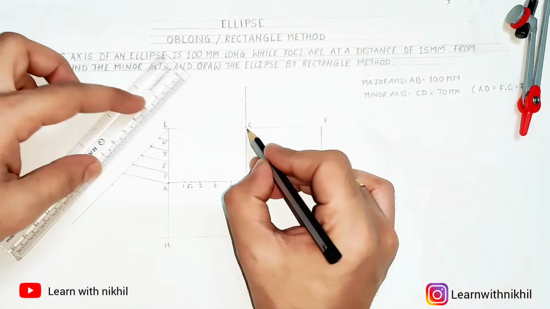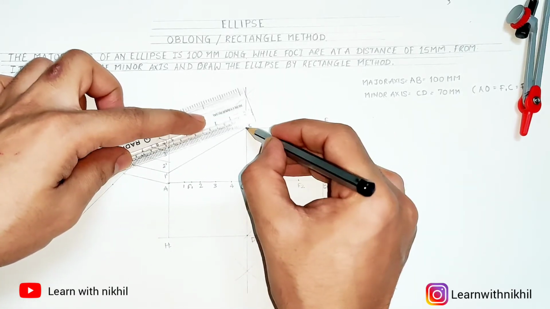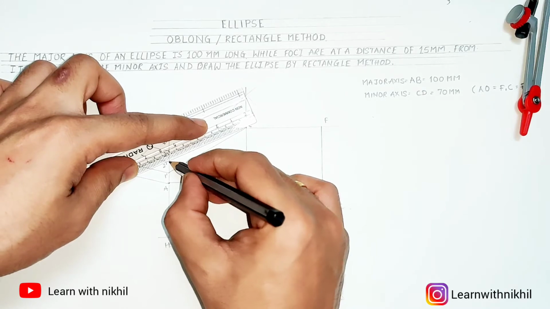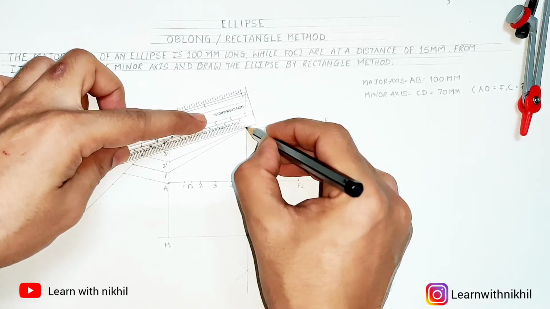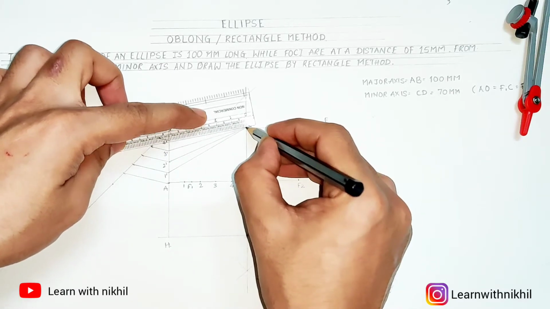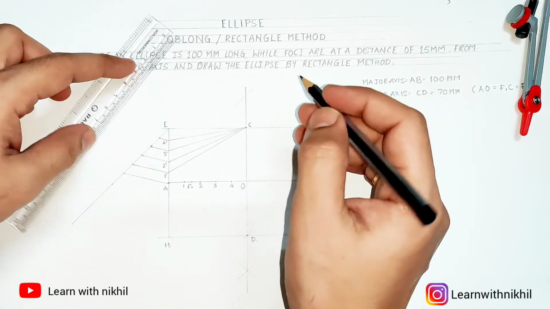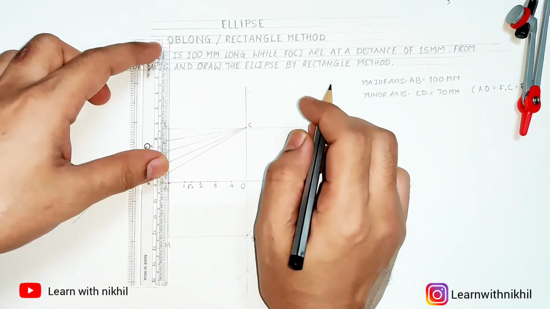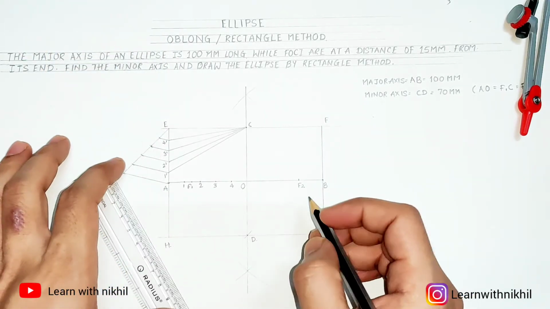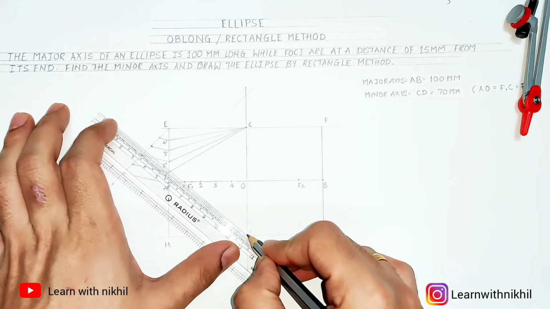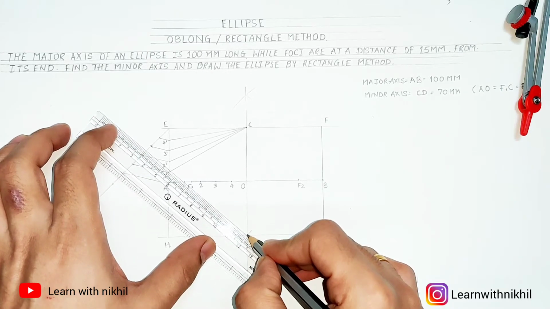Now next step, we will draw lines starting from C till 1 dash, C to 2 dash, C to 3 dash and C to 4 dash. After drawing these lines, we will draw the lines from D. Then it will pass through 1. We'll start from D. It will pass through 1 and it will intersect till 1 dash.